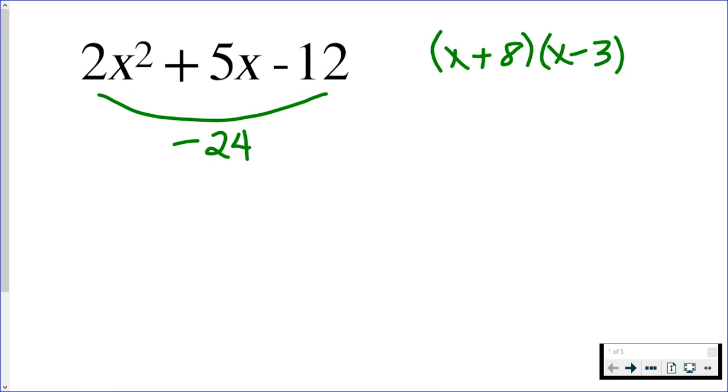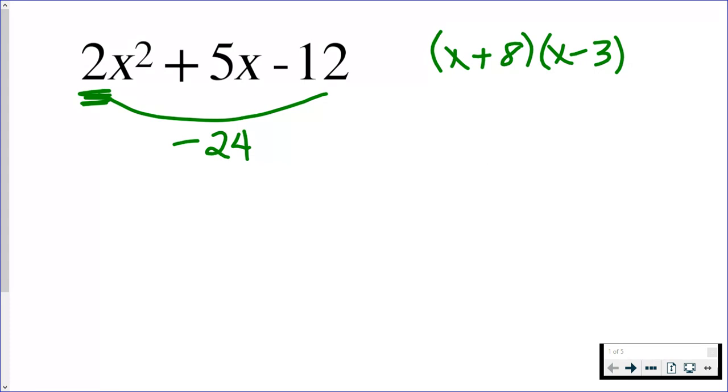The problem is we still have that 2 in the front. So in order to put the 2 in there, I'm going to divide it out. What I want you to think about is I started the problem by multiplying the 2 in. I'm going to end the problem by dividing the 2 back out. So you look at 8 and 3 and you think about, are either of these divisible by 2? Does 2 go evenly into either of these numbers?